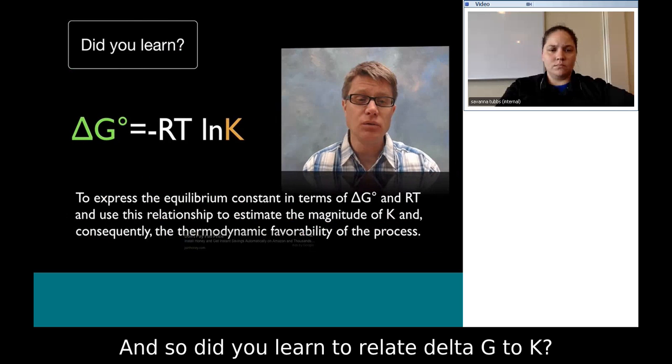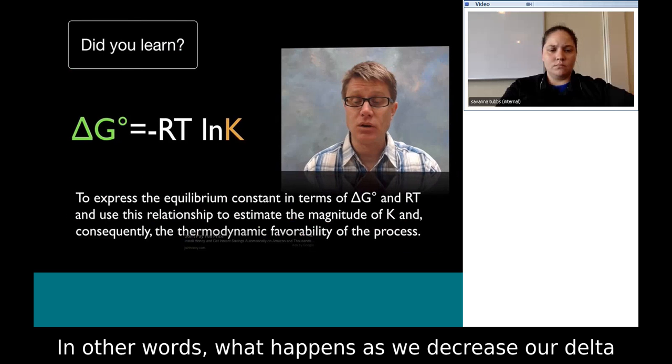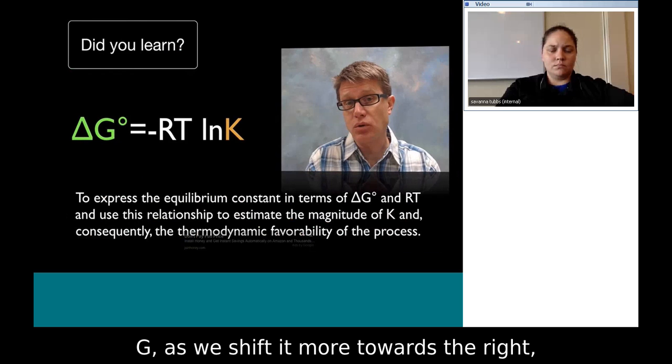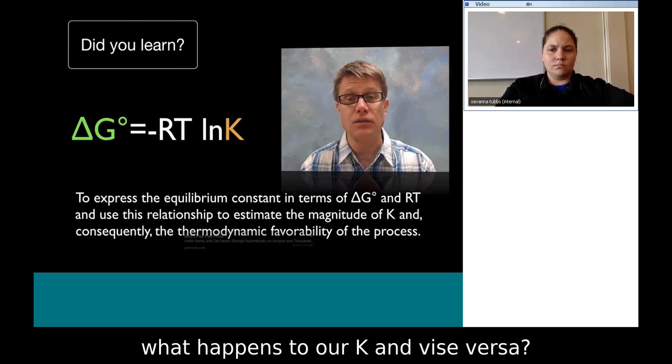And so did you learn to relate delta G to K? In other words, what happens as we decrease our delta G? As we shift it more towards the right, what happens to our K, and vice versa?